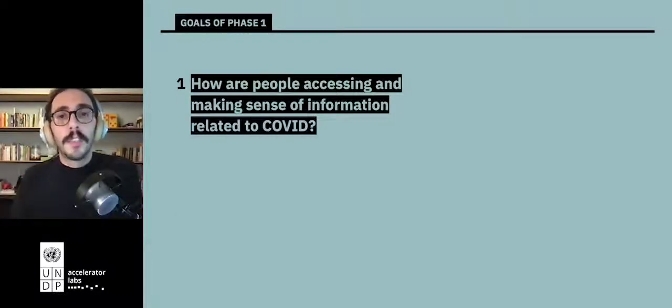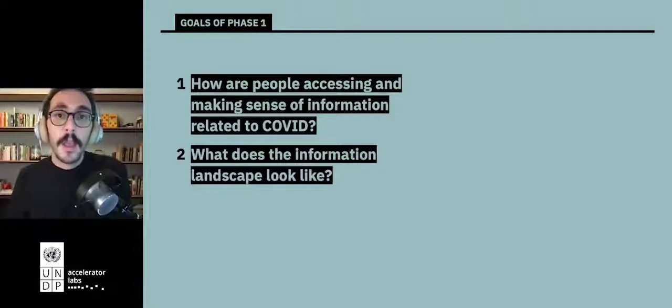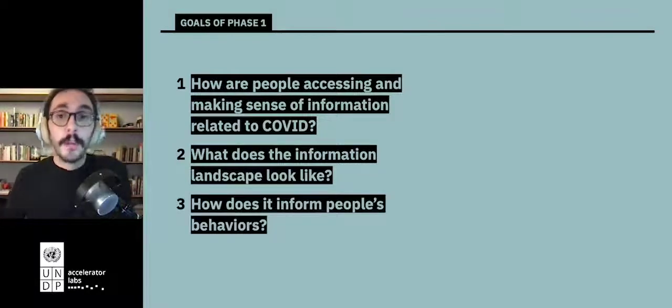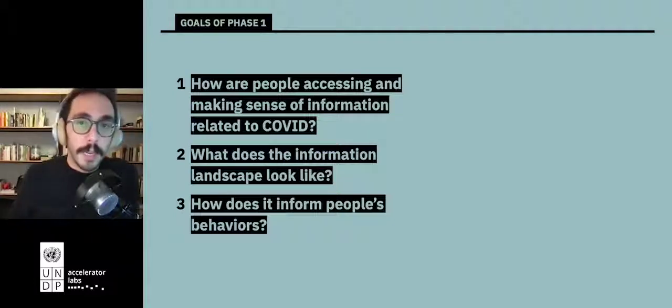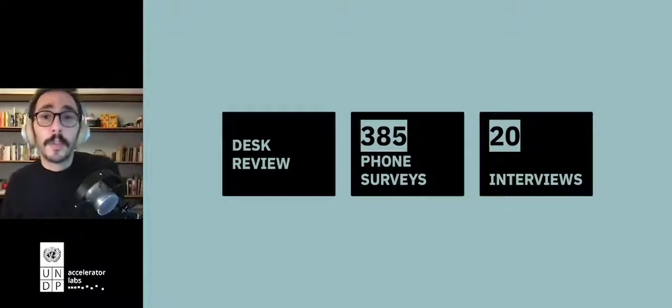So the goals of the first phase of this work were to first understand how people were accessing and making sense of information related to COVID-19, what this information landscape looked like, and how this information landscape informed people's behaviors. So we designed our research to generate both statistical and qualitative findings, and the methodology that we used consisted of a desk review, phone surveys that were nationally representative, and key informant interviews that were also carried out in September.